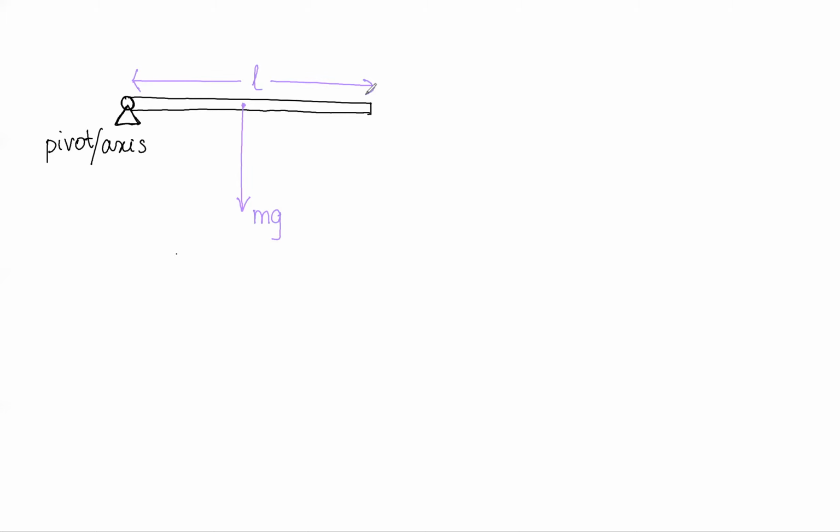I'm asking you a very simple question. If the rod is 2 kgs and its length is 45 centimeters, what is the torque of the weight about the pivot point in the situation shown right now?